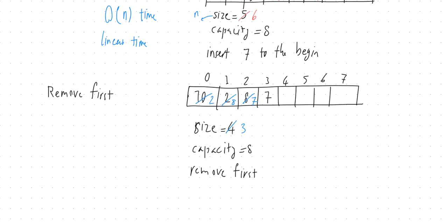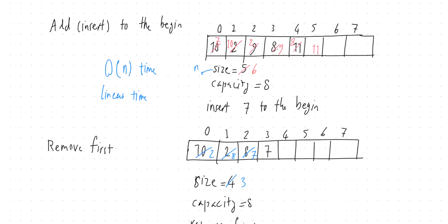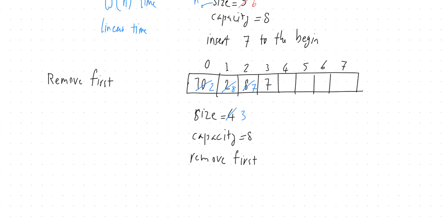And I think I forgot one already. Okay, so that's it, right? But again, you see that because of this moving things to the left, I have to do it for n minus one elements. So again, it's linear time.